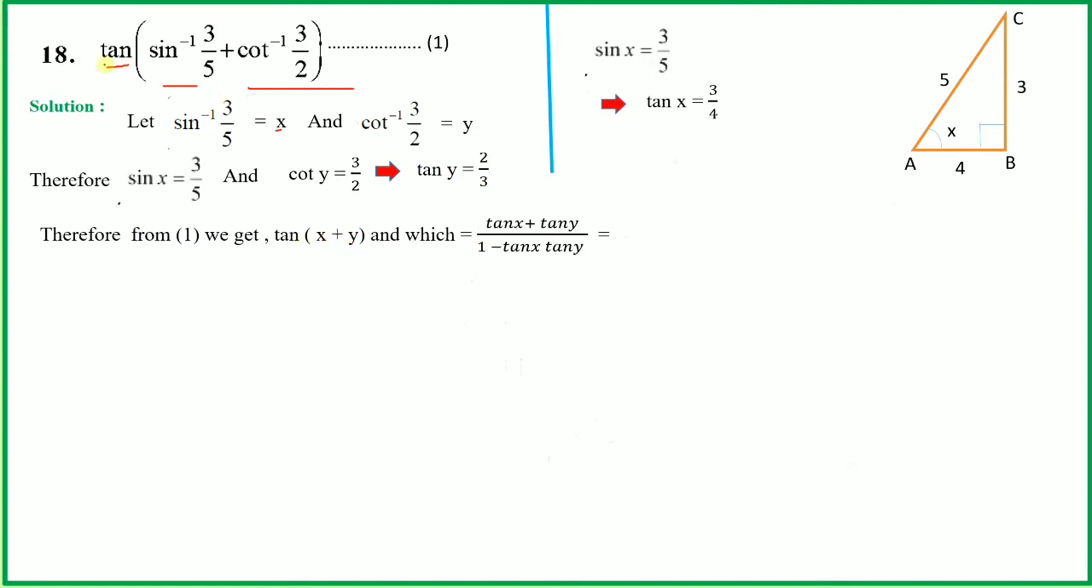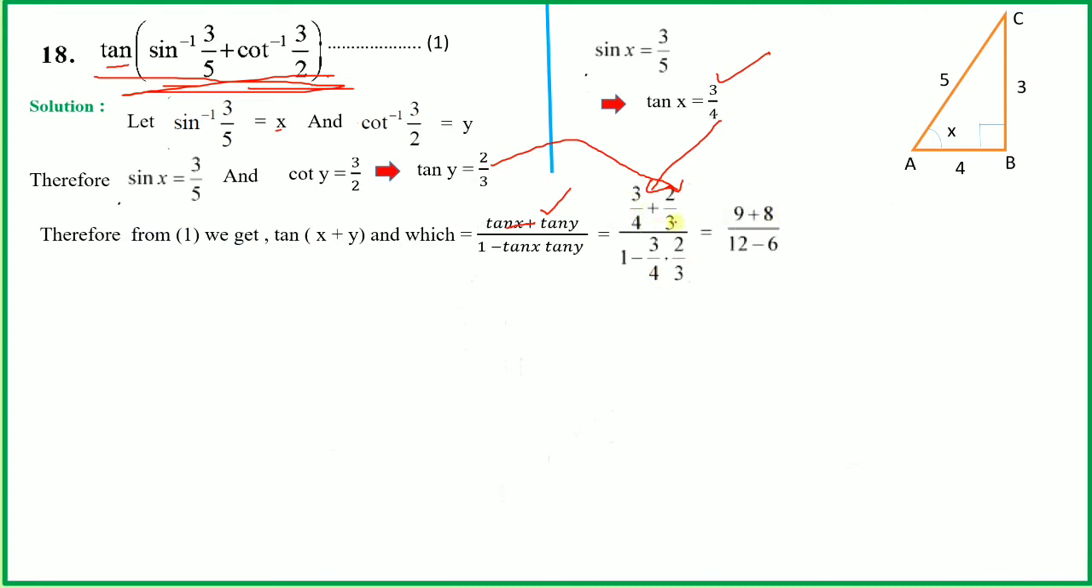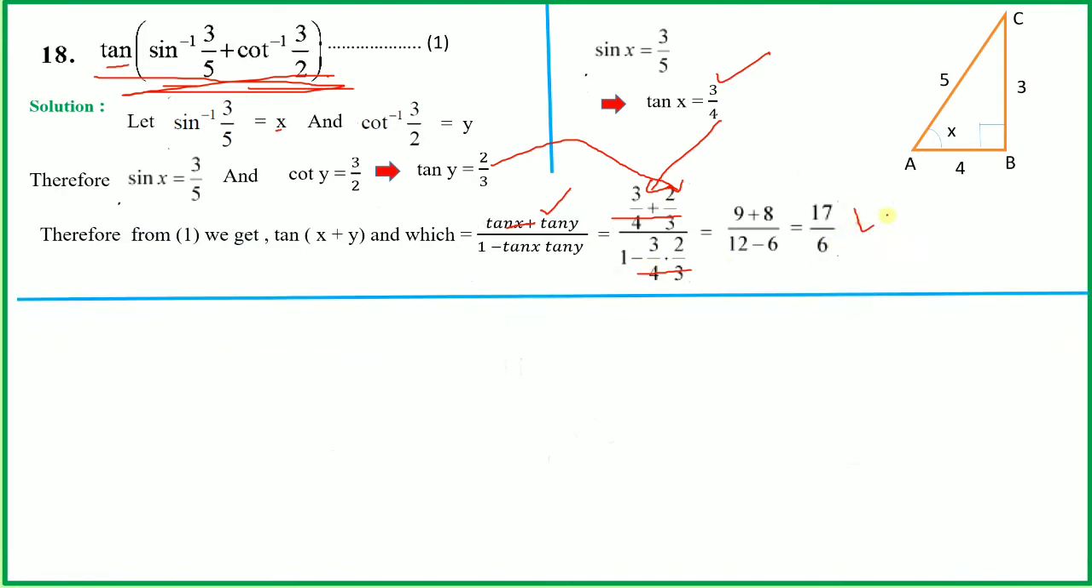So tan(x plus y) is, by the identity, (tan x plus tan y) upon (1 minus tan x tan y). The value of tan x is 3 by 4 and the value of tan y is 2 by 3. So this is 1 minus 3 by 4 into 2 by 3. 4 3s are 12. After taking the LCM, 9 plus 4 2s are 8, and 12 minus 3 2s are 6. The answer is 17 upon 6. That's all over here.